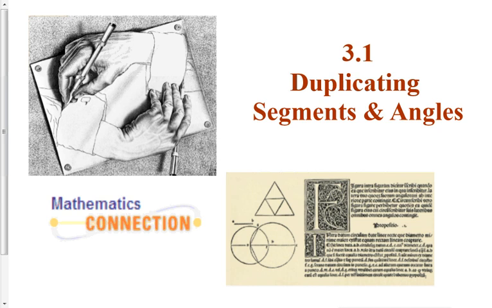So we're going to start out Unit 2 with Section 3.1, which is going to be sort of our most basic geometric constructions, duplicating segments and angles. So we're going to learn to duplicate line segments and angles.